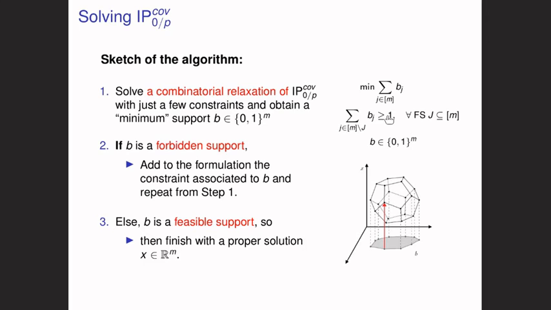For that small set of inequalities, if the optimum that you get is a forbidden support, we can check this very efficiently. If the b that we get is a forbidden support, then it means that it is violating its corresponding forbidden support inequality. Then we just add that inequality to the formulation and iterate. At some point we will get a feasible support, and then we just need to lift that and we are finished.